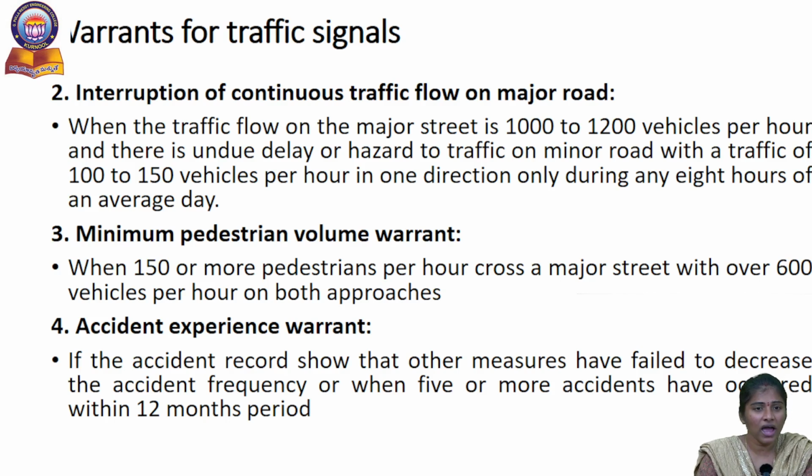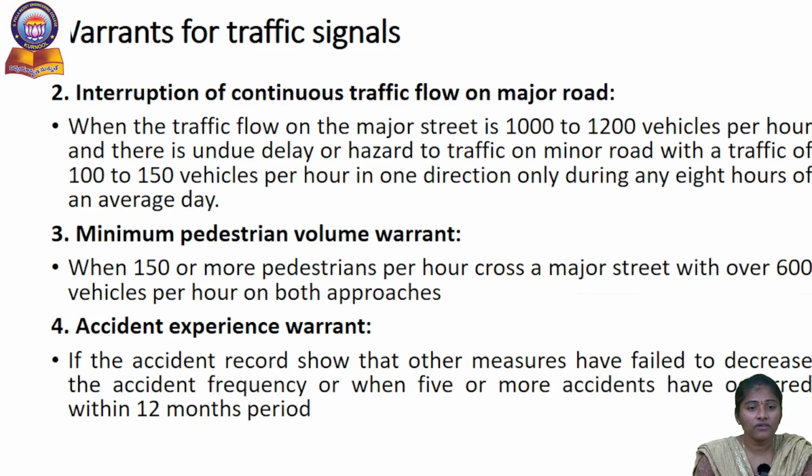The second warrant is interruption of continuous traffic flow on the major road. Whenever traffic flow on the major street is 1000 to 1200 vehicles per hour and there is undue delay or hazard to traffic on the minor road with a traffic of 100 to 150 vehicles per hour in one direction only during any 8 hours of an average day, then we provide a traffic signal.